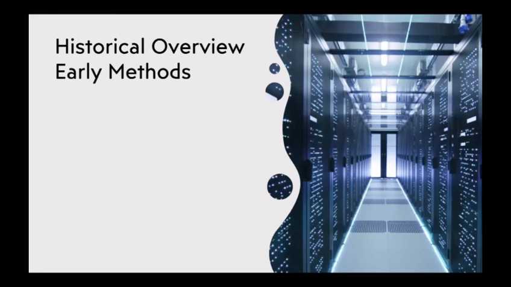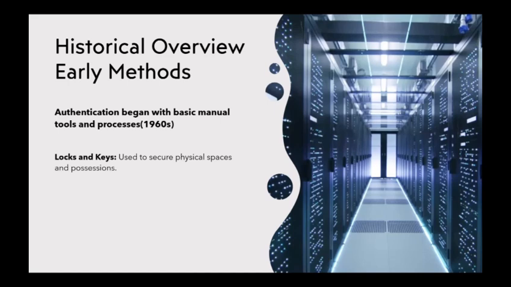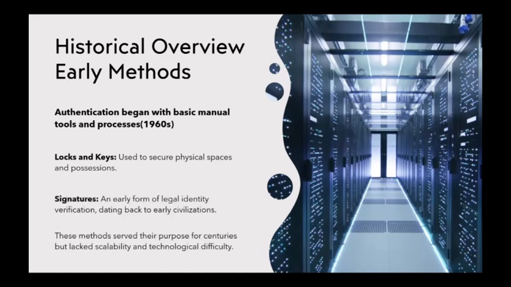We go now to the historical overview, to the early methods of authentication. In the 1960s, authentication began with basic manual tools and processes. It's just locks and keys, and signatures. Locks and keys were used to secure physical spaces and possessions like houses or treasures. Signatures are an early form of legal identity verification dating back to early civilizations. These methods served their purpose for centuries, but lacked scalability and technological sophistication.